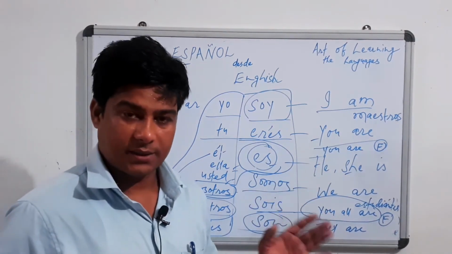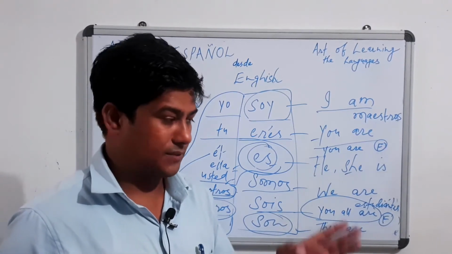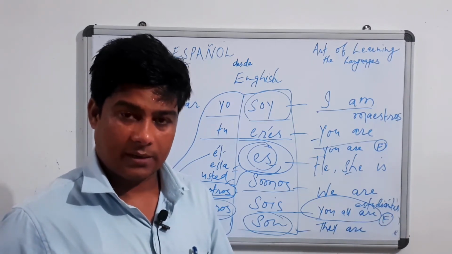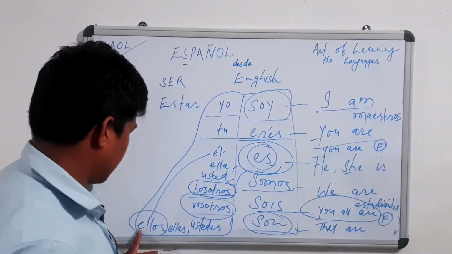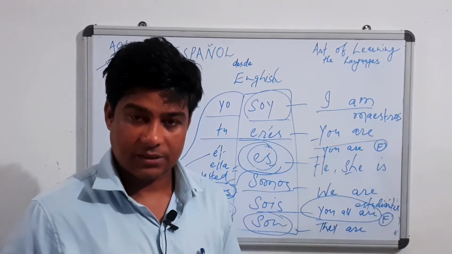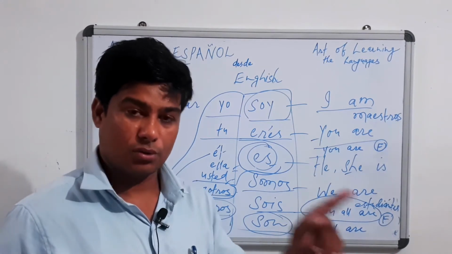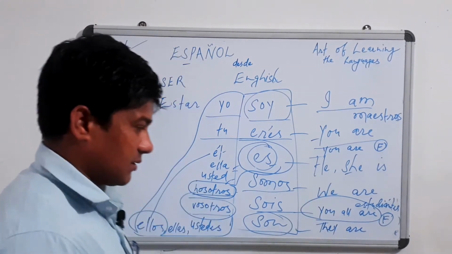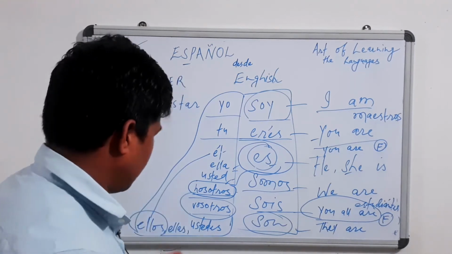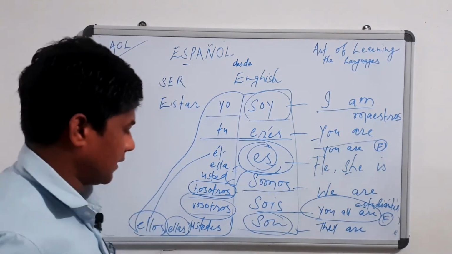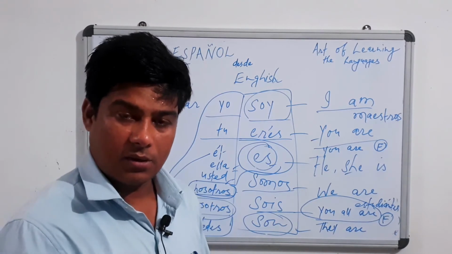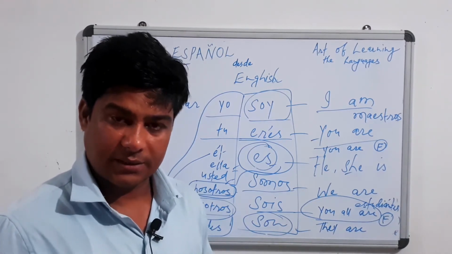If there are only boys, only gents, and you want to describe that they are students, then you can use ellos, that means they. Ellos son estudiantes, they are students. Ellos son doctores, they are doctors. But if there are 5 persons in that group and they all are ladies, then you can use ellas son estudiantes, that means they are students, but they are ladies.